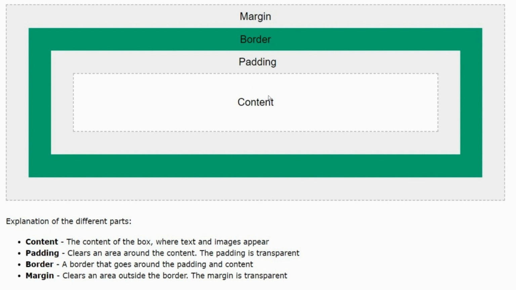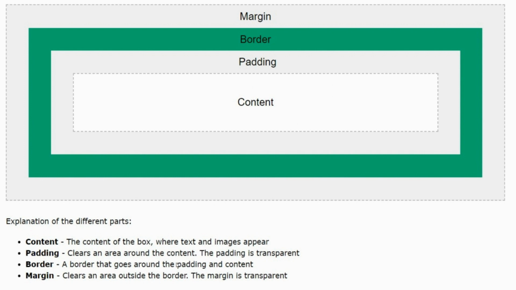Okay. Then inside this box, we have inner space, which houses our content. And even after our content, there's a space around our content. That space within the content area is called the padding. And then the space where the content resides itself is the content. So the content box is where the text or images appear. The padding clears an area around the content. The padding is transparent.